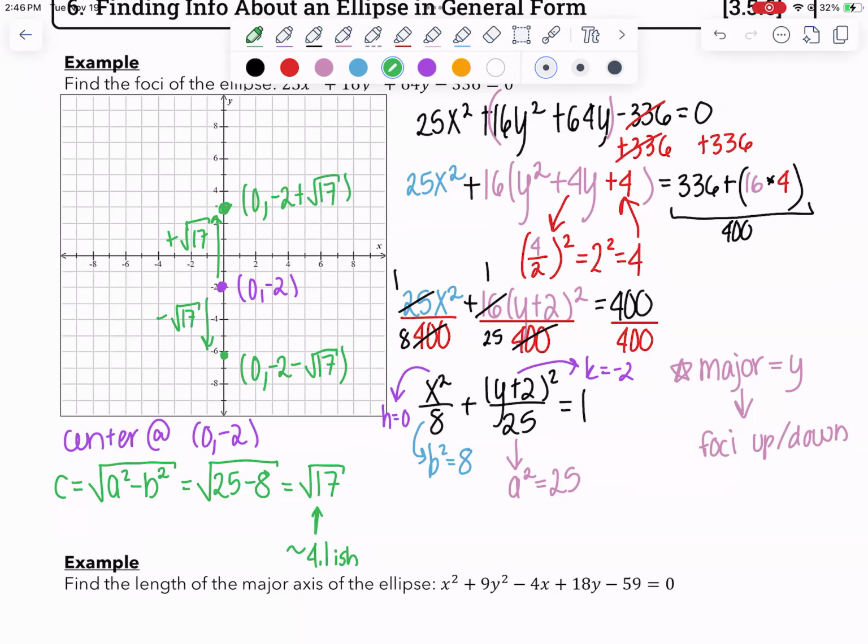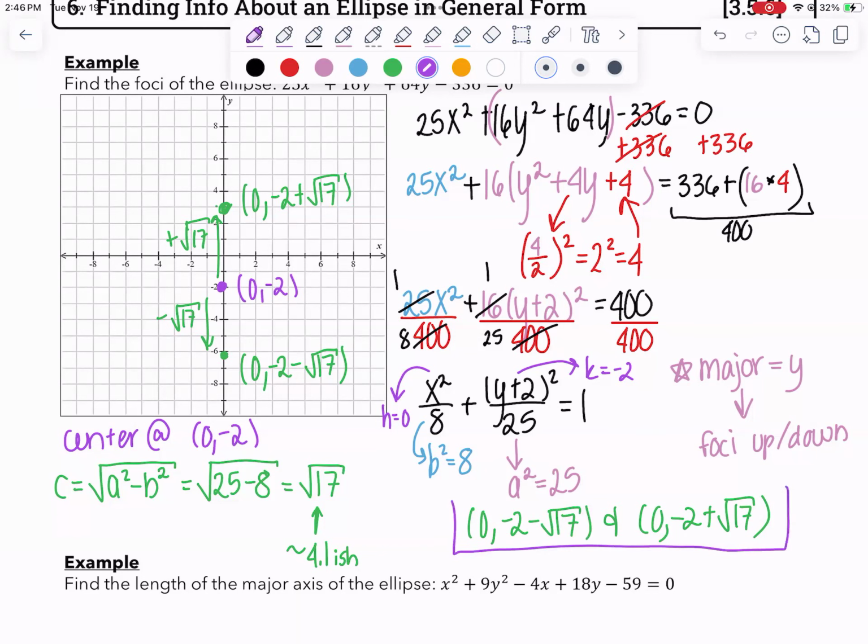And yes, we have formulas for them, but I really think it's important to logic your way through these. -2 minus square root of 17 and 0, -2 plus square root of 17. Boom. That's it.